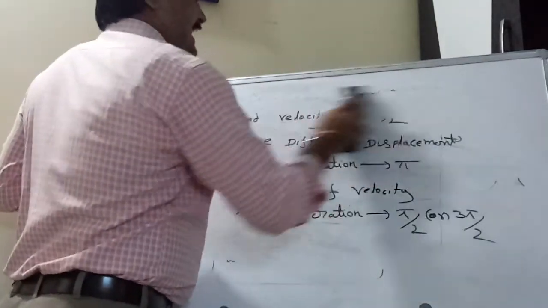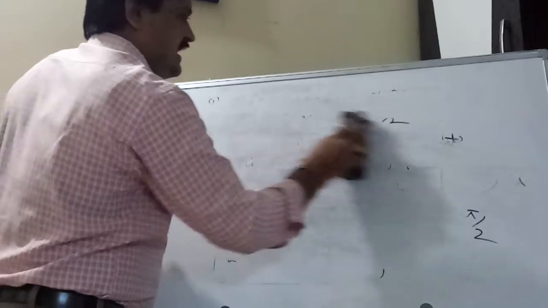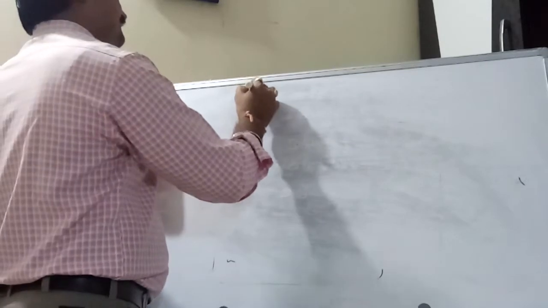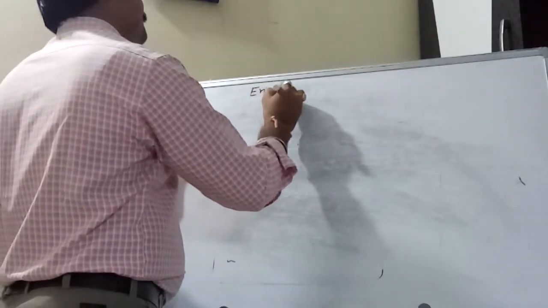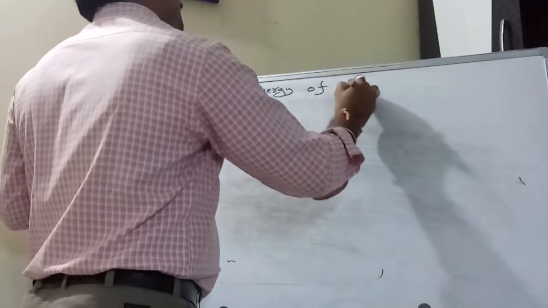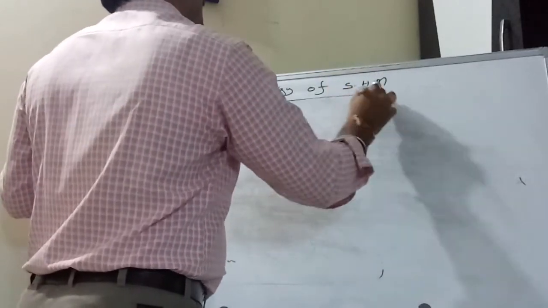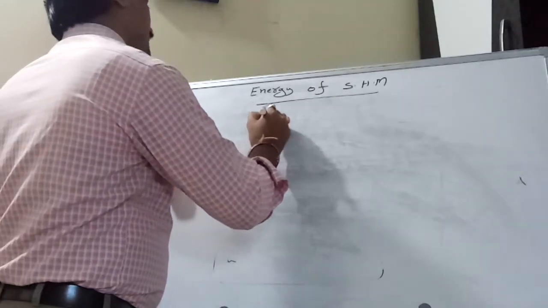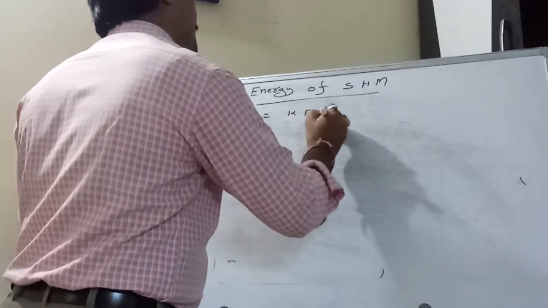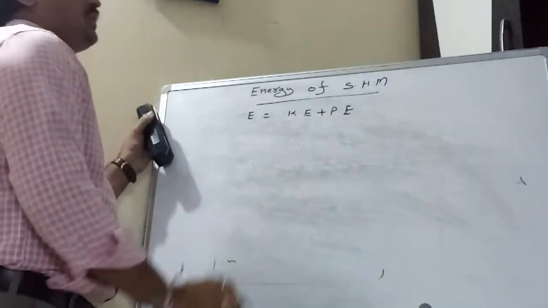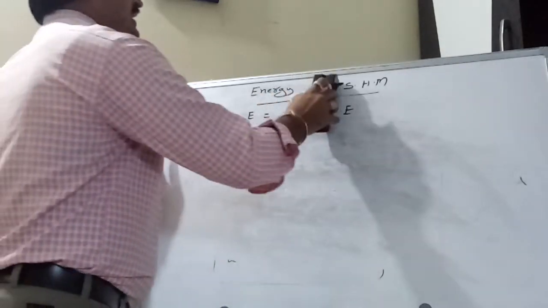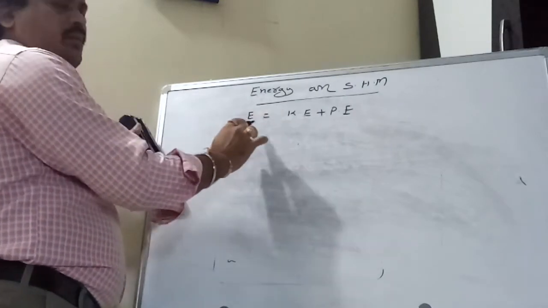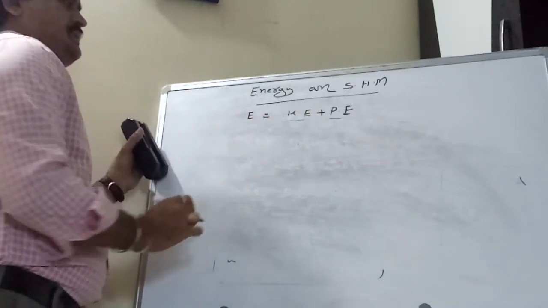Next one, energy in SHM, simple harmonic motion. Energy means total energy, that is total mechanical energy, equal to kinetic energy plus potential energy, E equals KE plus PE.